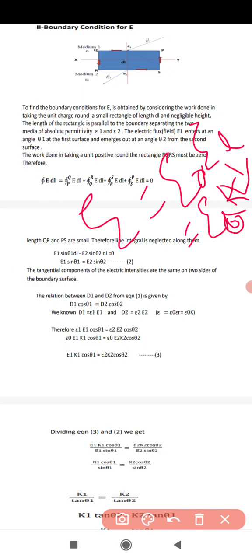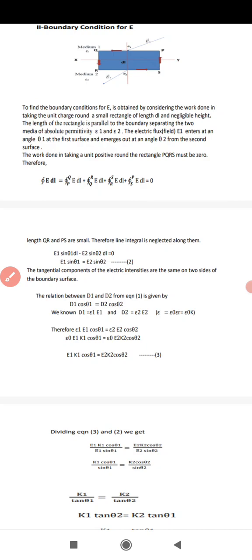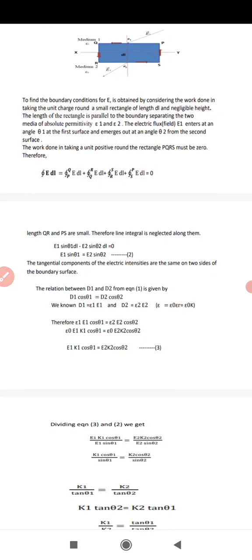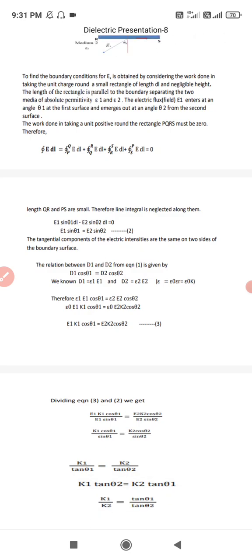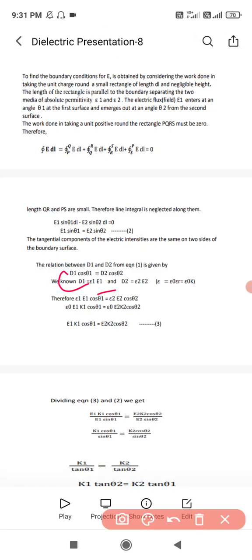Substituting into this equation, D1 becomes epsilon 1 E1 cos theta 1 and D2 becomes epsilon 2 E2 cos theta 2. Replacing epsilon 1 with epsilon naught K1 and epsilon 2 with epsilon naught K2, epsilon naught cancels. Finally we get E1 K1 cos theta 1 equals E2 K2 cos theta 2.